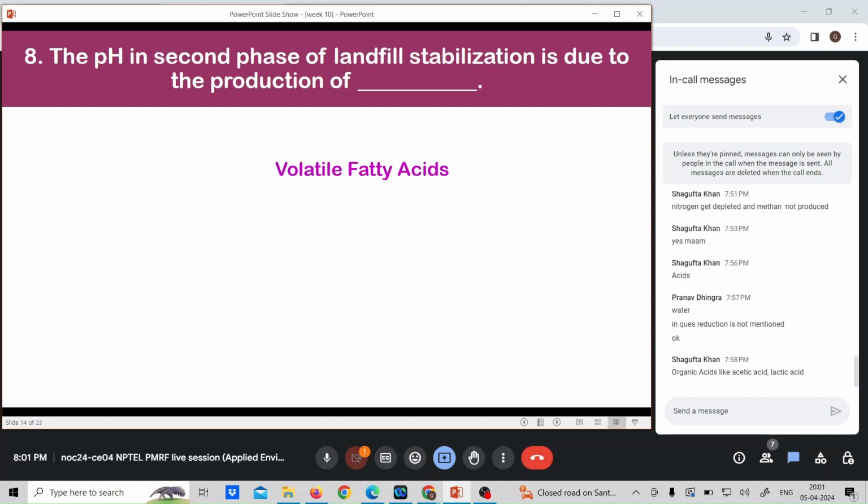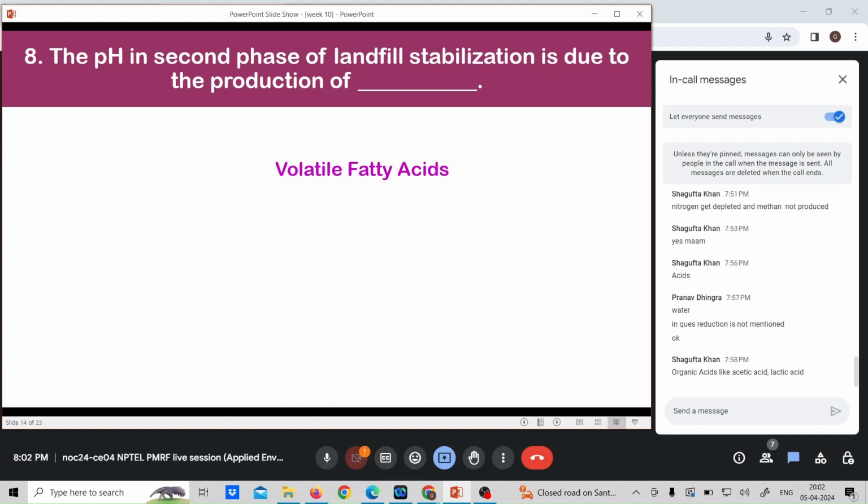Okay, then they undergo acidogenesis, where volatile fatty acids are produced, like propionate, butyrate and acetate. These three are the major volatile fatty acids produced in any anaerobic system. After that comes the acetogenesis phase, where exclusively acetic acid production happens, and finally methanogenesis happens, where the methane production happens.